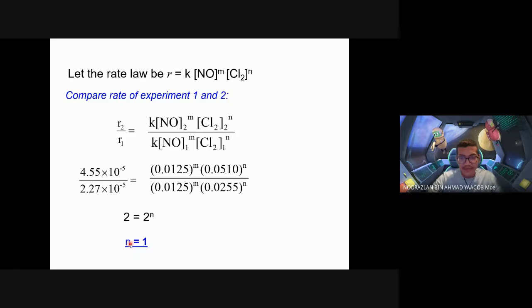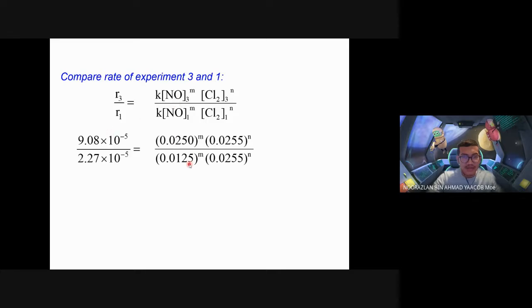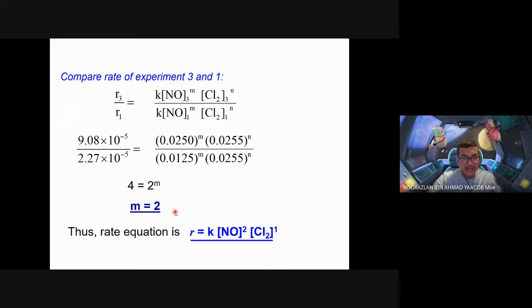Okay, and then the second one to find M, we compare experiment 3 and 1. Okay, so we substitute the values, like this, 4 equals 2 to the power of M, so this equals 2 squared, so we will get M equals 2. Okay, so thus the rate equation is rate equals K, NO squared, Cl2. No need to put the one, it's okay.